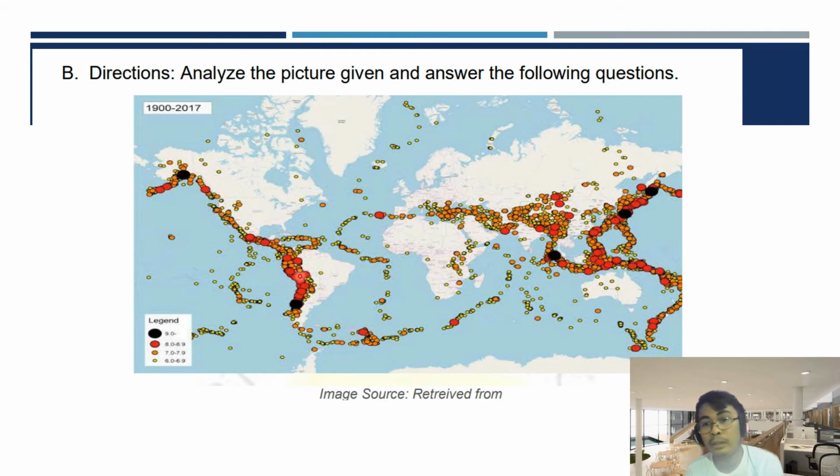So the black ones are earthquakes that are very strong in terms of intensity, okay, followed by the red dots, followed by the orange, and then the weak ones, the yellow, okay? Where you see those dots is where you see the earthquake distribution. Again, the black represents only the strong ones. Now, with that map, you just need to follow the map and then answer the questions that follow after it.